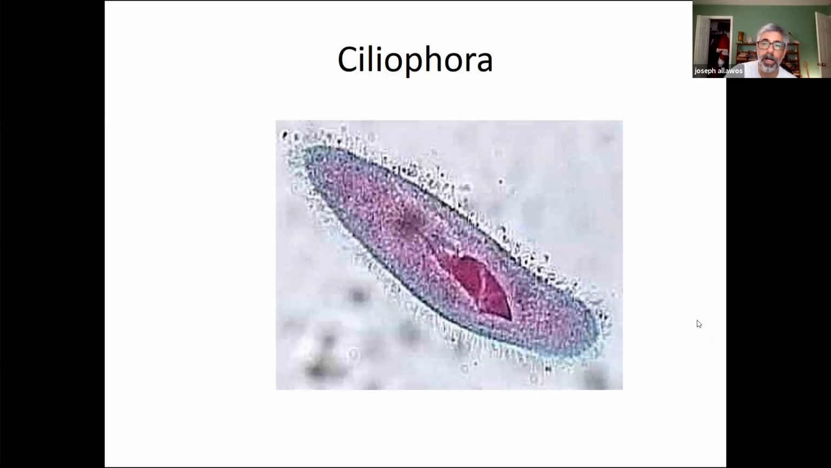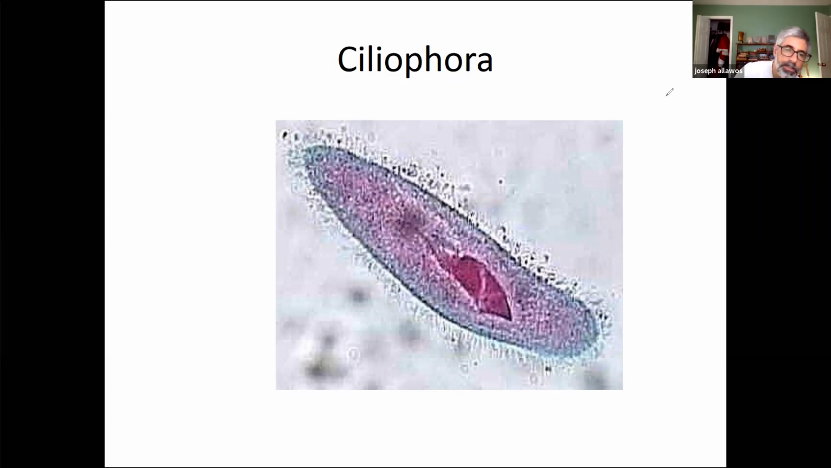Here's a ciliophoran, and you know this little booger. You know what this booger is. Some of you do. You've probably looked at this little guy under the microscope in the 8th grade. This is called paramecium. And paramecium is not a parasite. It's predatory. It has a mouth, and it eats stuff. It eats bacteria and smaller protists.